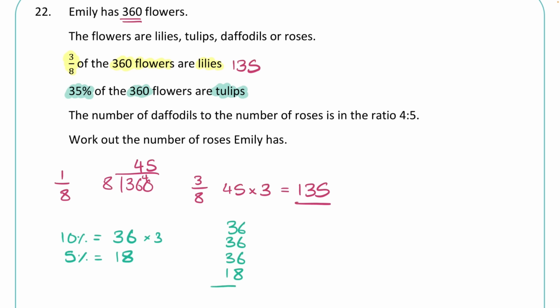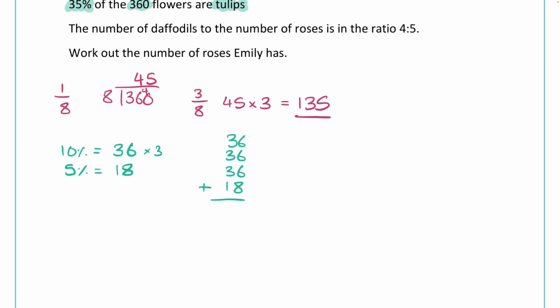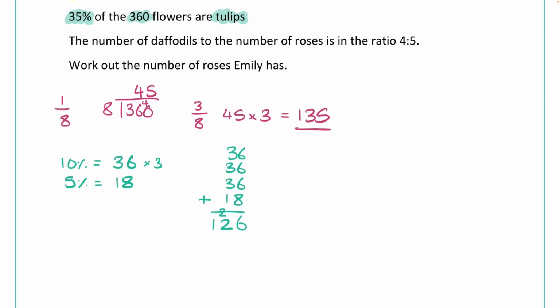I'm just going to use column addition to add these up. That shouldn't take too long. 6, 12, 18 plus the 8. 18 plus 8 is 26. So 26. 3, 6, 9, 10 plus the 2 is 12. So 126. There we go.